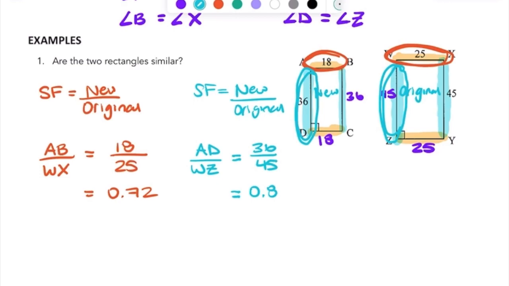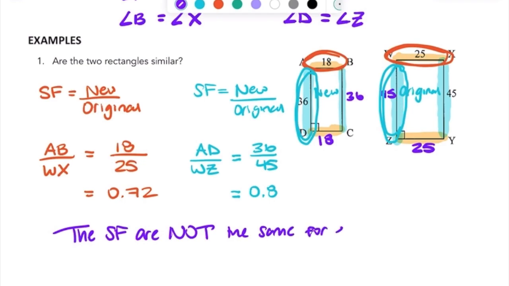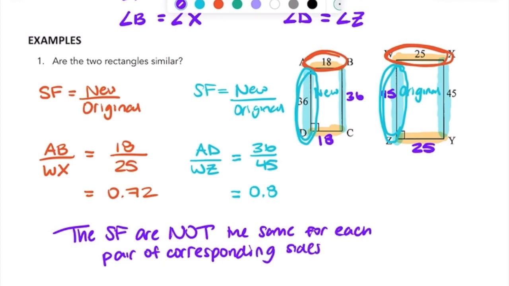Now the scale factors are not the same. Because these scale factors are not the same, the rectangles are not similar. So I'm going to write that. The scale factors are not the same for each pair of corresponding sides. So the rectangles are not similar.